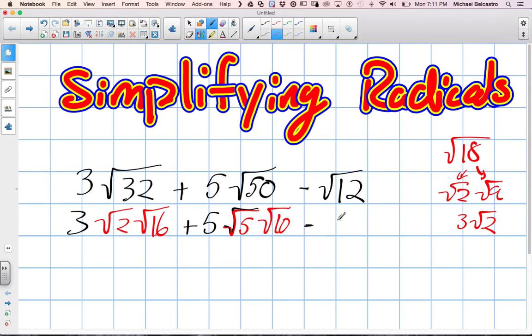And then the last one, 12. What can we split 12 into? 2 and 6. That's right. Okay. That's going to be similar to this one here.